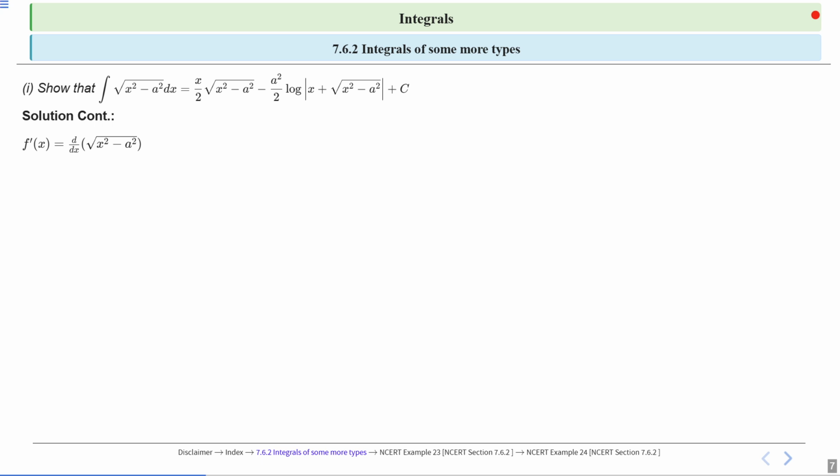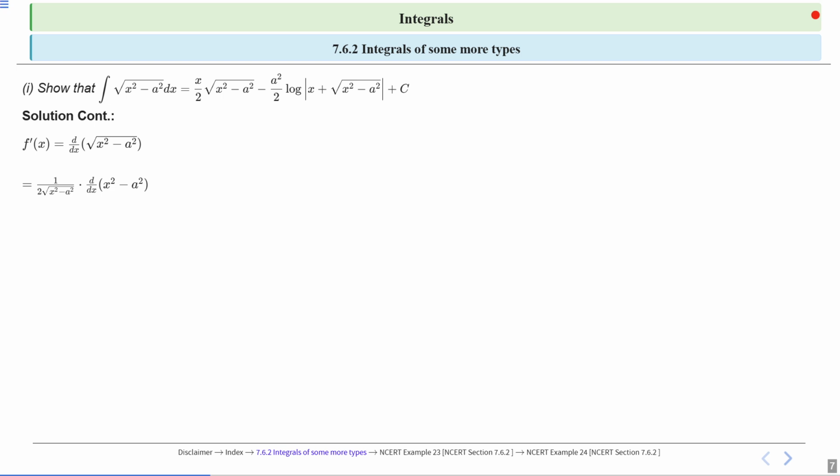So when we differentiate f(x) with respect to x, f'(x) is equal to d/dx of the square root of x² minus a². Now how can we differentiate it? We apply the chain rule of differentiation. What is the chain rule?